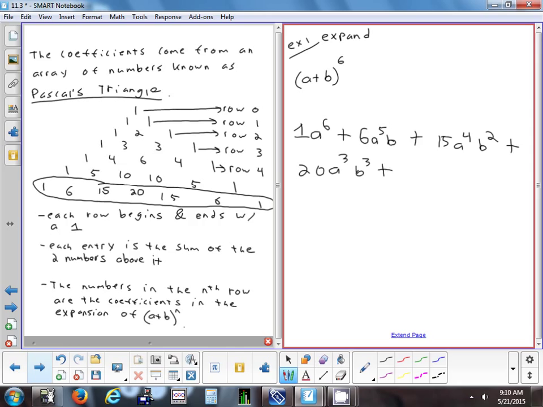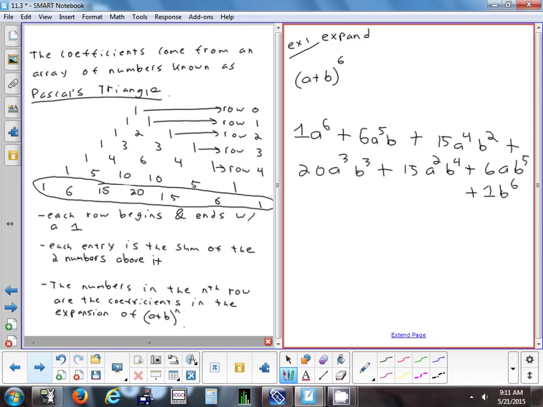Okay, now the coefficients are going to start going back down. Notice in the triangle they're always symmetrical. They start to repeat once you get past that middle point to the ones you had before it. So now we're going to go back to 15 a squared b to the fourth, 6 ab to the fifth, and then my last term is 1 b to the sixth.